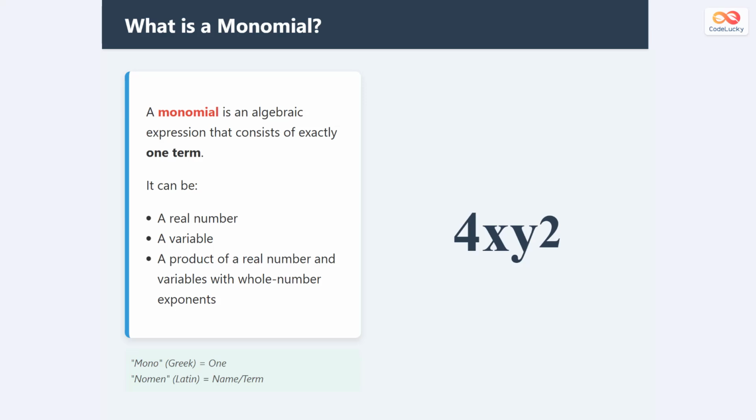So, what exactly is a monomial? The word comes from the Greek prefix mono, meaning one, and the Latin root nomen, meaning name or term. A monomial is an algebraic expression that consists of exactly one term. This term can be a simple real number, a variable, or a product of numbers and variables with whole number exponents.